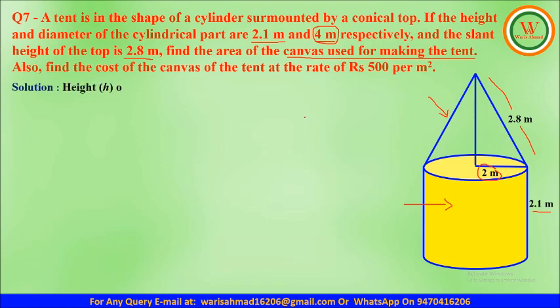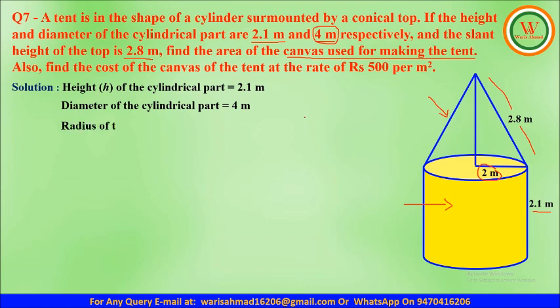Height of the cylindrical part is 2.1 meter, which is already given in the question. Diameter of the cylindrical part is already given as 4 meter, hence the radius will be equal to 2 meter. Slant height of the conical part is given as 2.8 meter. Now we are going to find the area of canvas used for making the tent.